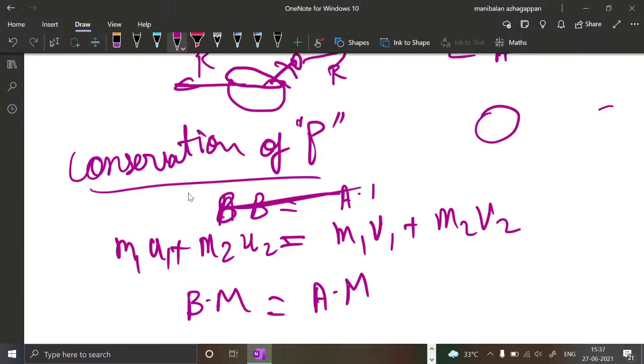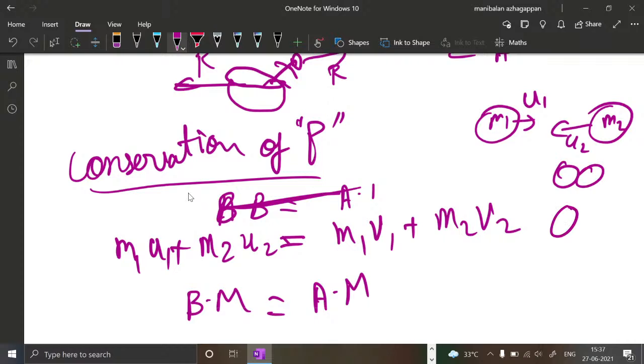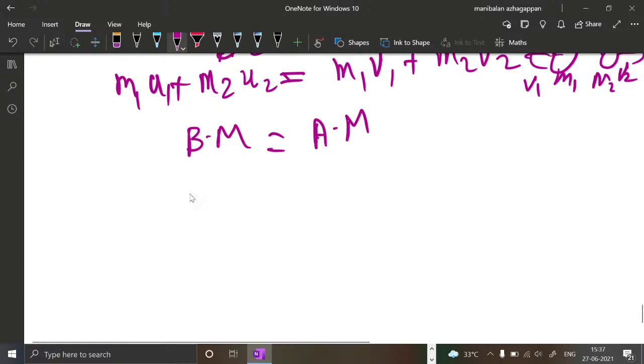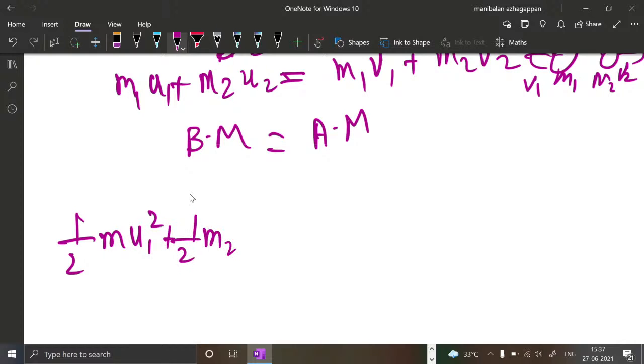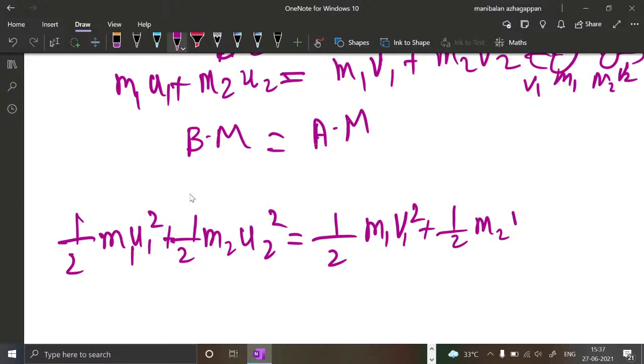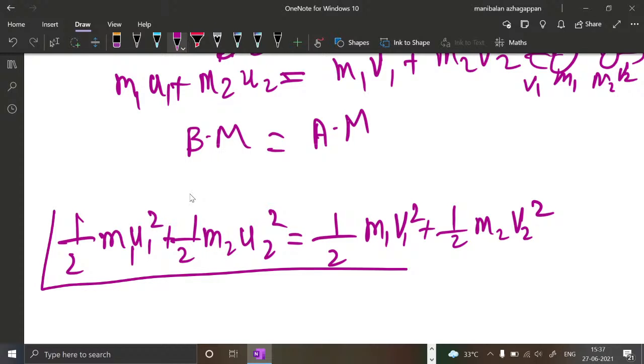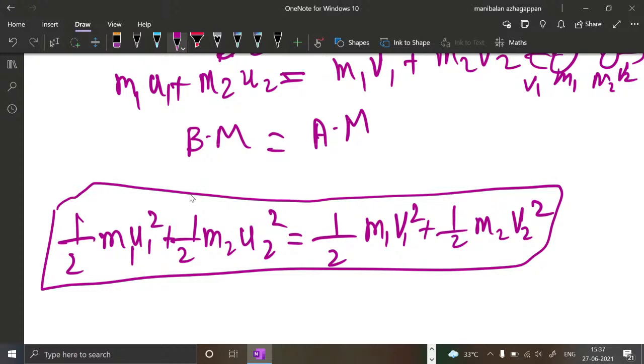Two balls: M1 mass, U1 velocity, M2 mass, U2 velocity. They are going to collide. After collision, they will move in opposite directions, M1 mass V1 velocity, M2 mass V2 velocity. Okay, collision equation. In case kinetic energy is conserved, half M1 U1 square plus half M2 U2 square is equal to half M1 V1 square plus half M2 V2 square. It is called conservation of energy.